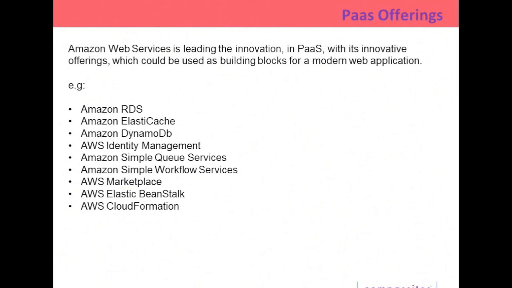Another service is ElastiCache, wherein Amazon Web Services itself provides the caching services. DynamoDB is another NoSQL service provided by Amazon Web Services. Identity management, Simple Queue Service, and Simple Workflow Service are other PaaS applications. The two that we are going to deal with today are Elastic Beanstalk and CloudFormation.